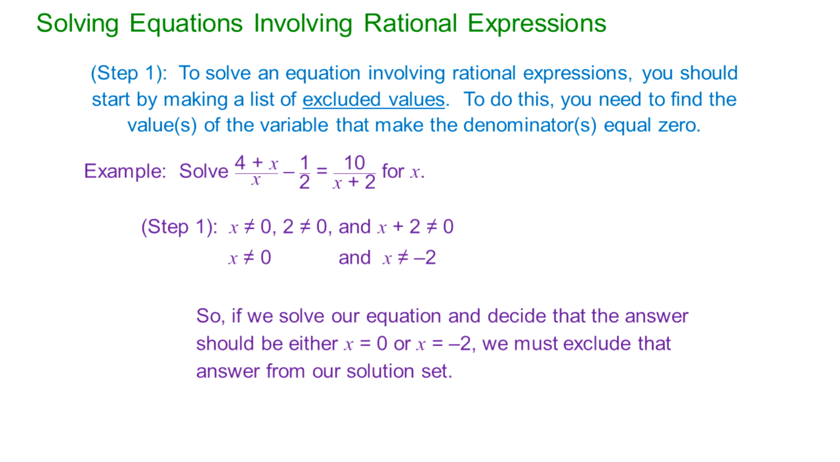For my first step here, I'll start by making my list of excluded values. You should note that the denominator of the second fraction can never equal 0, but I can make the denominator of the first fraction equal 0 by letting x equal 0, and I can make the denominator of the third fraction equal 0 by letting x equal negative 2. That means that if I come up with an answer of x equals negative 2 or x equals 0, I must exclude that answer from the solution set.